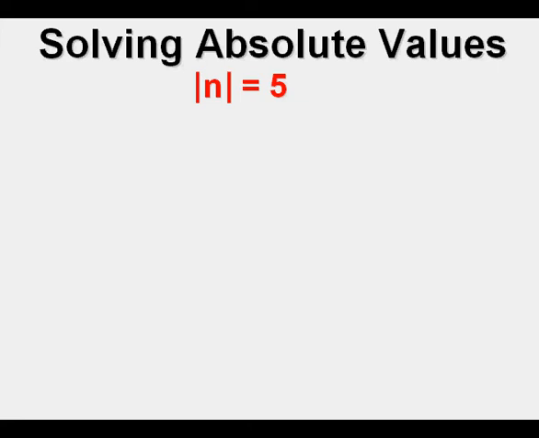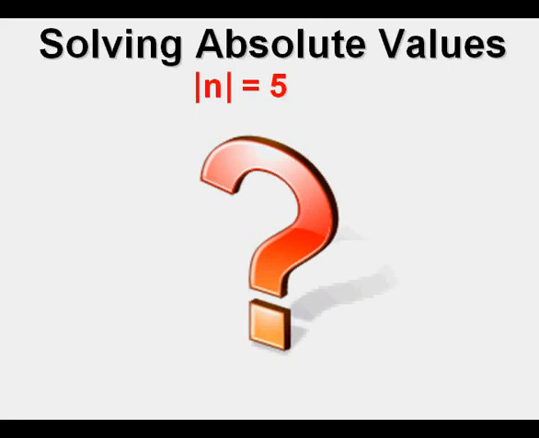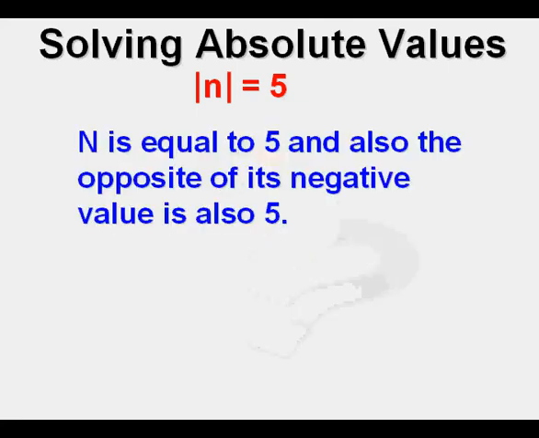Let's start to solve absolute value equations by using a very simple equation, the absolute value of n equals 5. How do we state this equation in plain words? What it means is that there is a value for n such that it equals 5, and also that the opposite of its value, or negative value, or additive inverse, is also equal to 5.